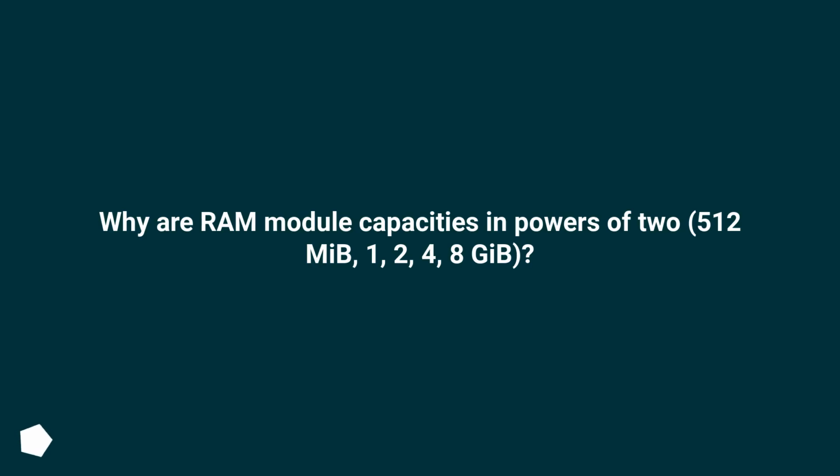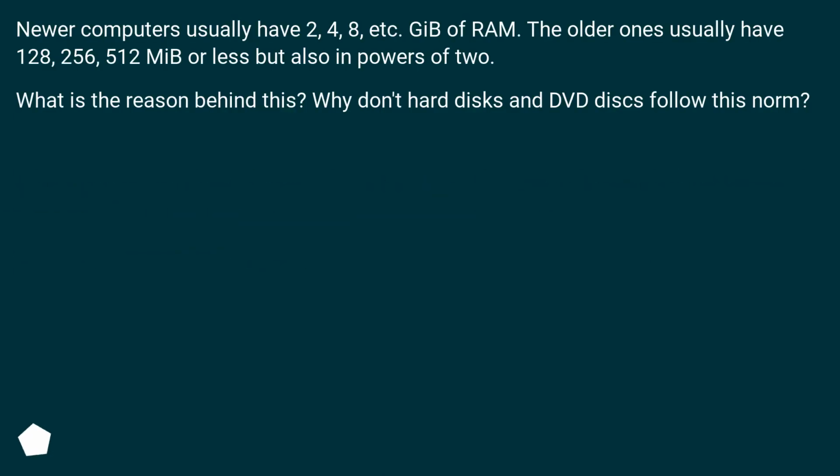Why are RAM module capacities in powers of 2: 512 MiB, 1, 2, 4, 8 GiB? Newer computers usually have 2, 4, 8, etc. GiB of RAM. The older ones usually have 128, 256, 512 MiB or less, but also in powers of 2. What is the reason behind this? Why don't hard disks and DVD disks follow this norm?